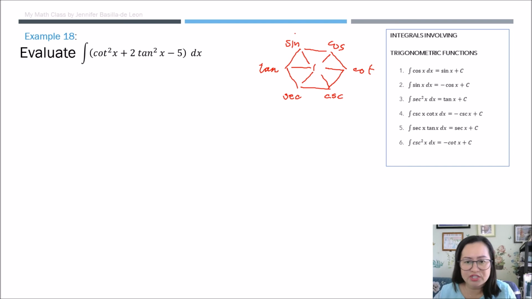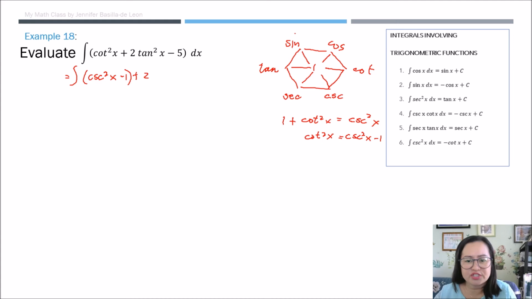So for cotangent squared, we can use 1 plus cotangent squared x equal to cosecant squared x. Therefore, cotangent squared x is equal to cosecant squared x minus 1. So, replacing cotangent squared, we shall have cosecant squared x minus 1.